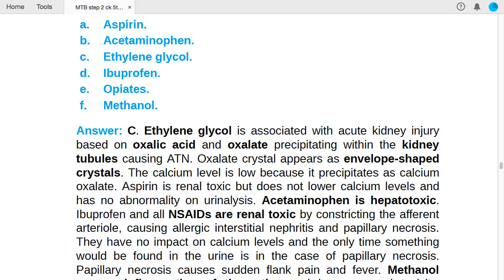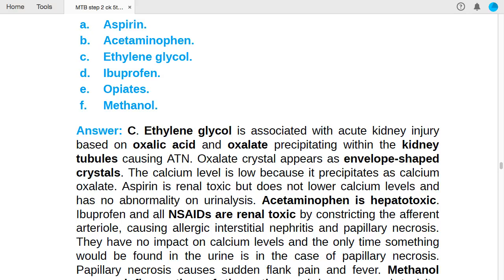The calcium is low because it precipitates as calcium oxalate. So it will use calcium for precipitation, and calcium will be decreased in blood. Aspirin is renal toxic but does not lower calcium. So why haven't we chosen aspirin as the correct answer? Although aspirin is renal toxic, it does not lower calcium level and has no abnormality in urinalysis.